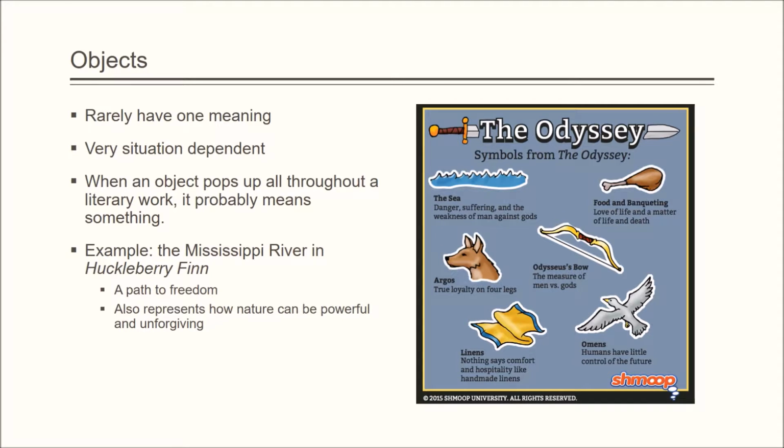So, for example, the Mississippi River in Huckleberry Finn represents this path to freedom for the slave who's trying to escape to the north. But it also represents how nature can be powerful and unforgiving, and it can cause a lot of damage to your life.